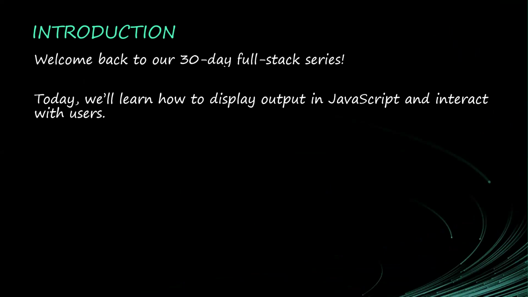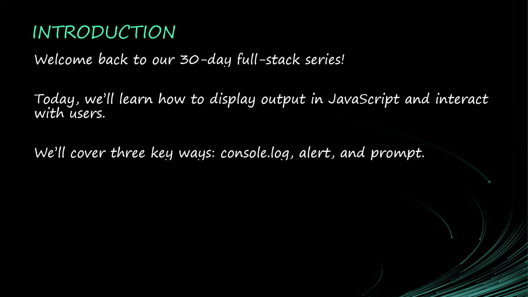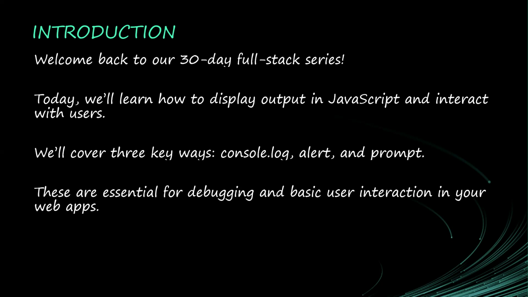Okay. So today we are going to learn how to display output in JavaScript and interact with users. So if you want to get information from users or you want to share information with users, how do you actually do it? So we will cover three keywords here. We'll talk about the console.log, we'll talk about the alert, and we'll talk about the prompt. These are essential for debugging and basic user interaction in your web application. What you're going to learn today is going to help you so much in the future as you grow in your JavaScript journey.